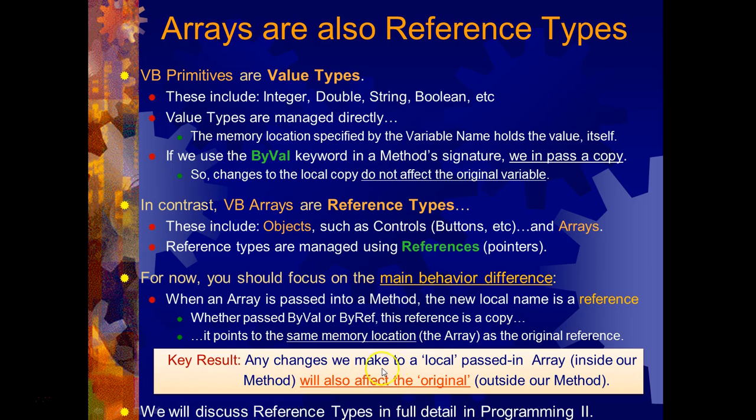So any changes we make to a local passed-in array inside our method will also affect the original. Because arrays are reference types, even if we use the by-val keyword, it's still going to act like we were using the by-ref keyword. Okay, so that's pretty confusing.